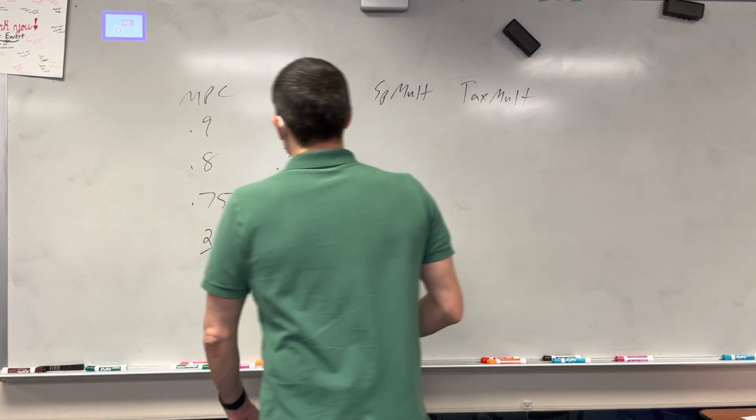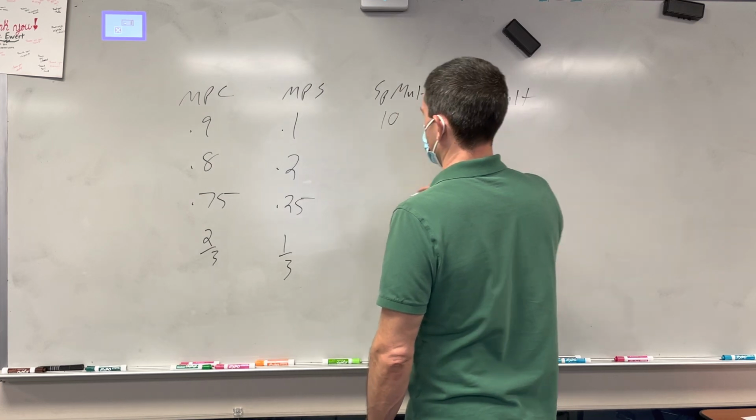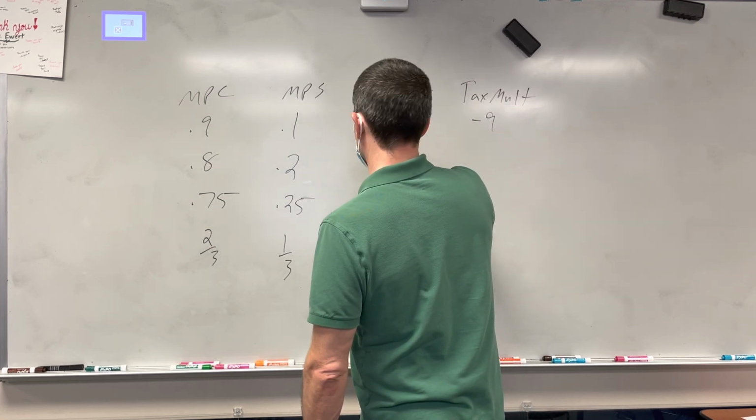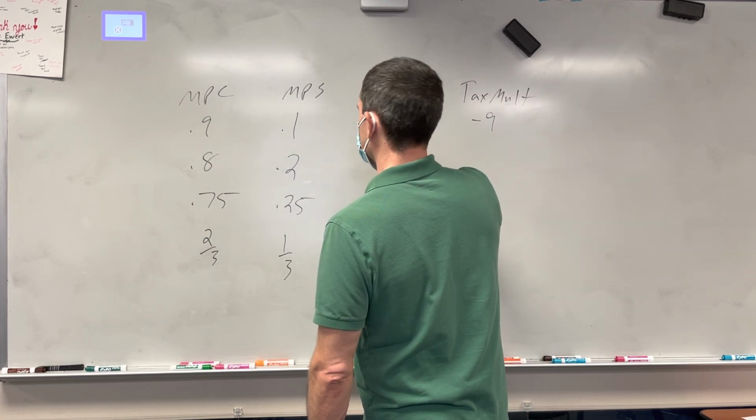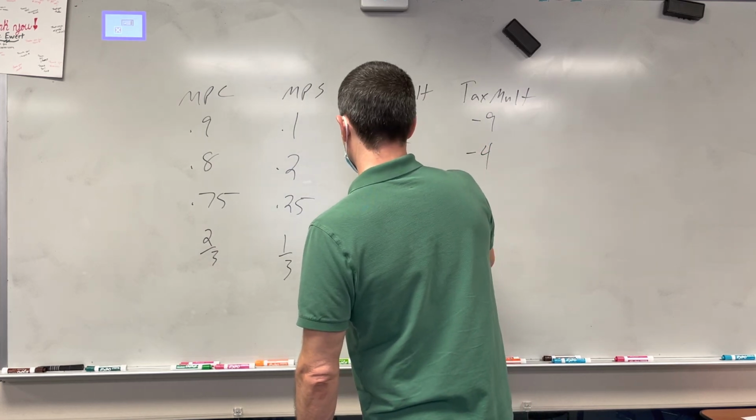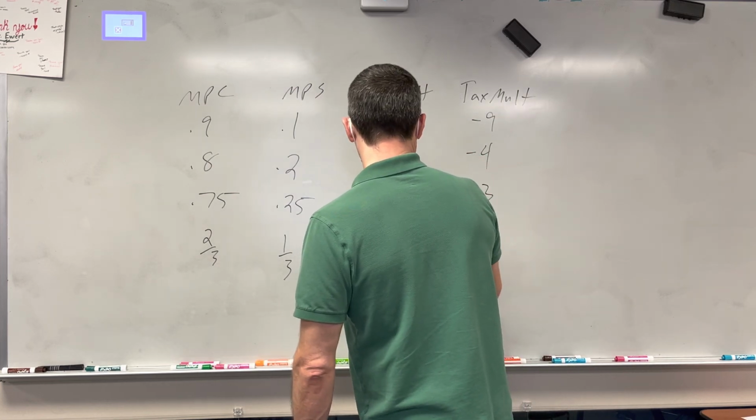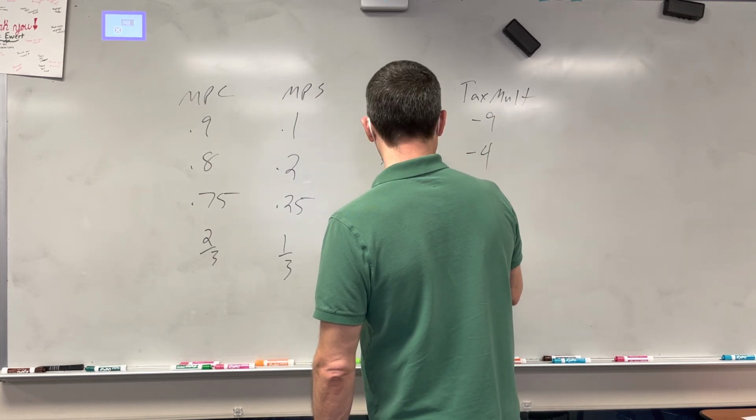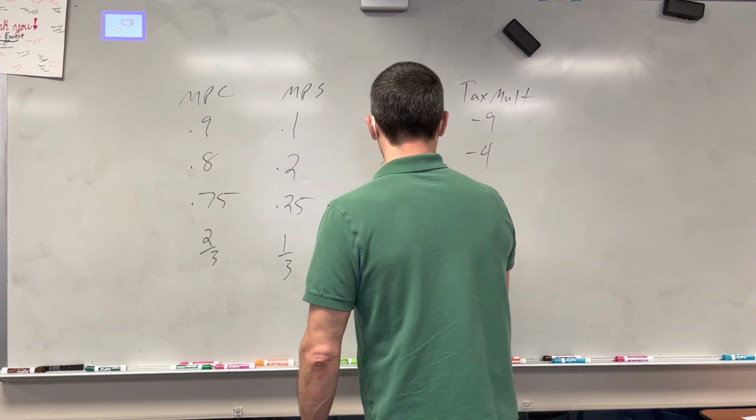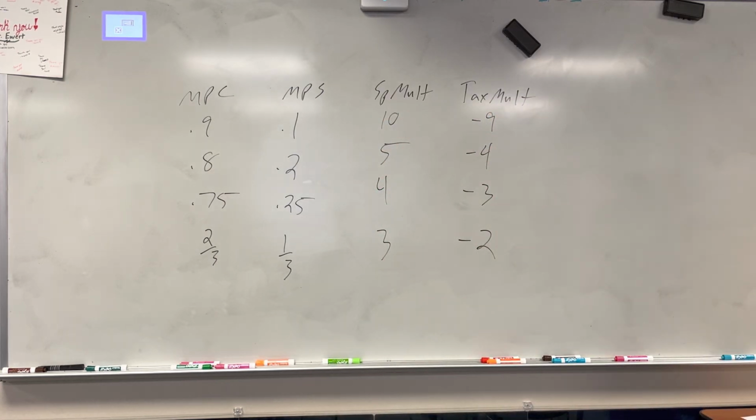Okay. So you get 10 and -9, 5 and -4, 4, -3, 3, -2. Right, these are typically the only sets you're going to wind up seeing for MPC, MPS.